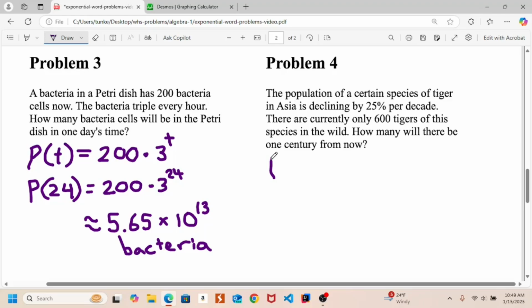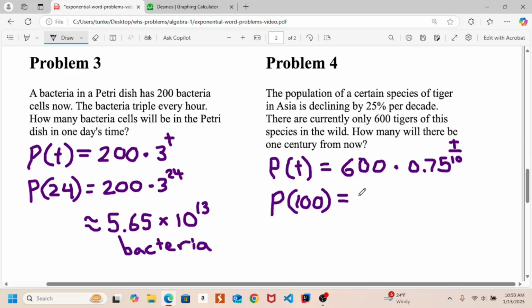So we're looking at, again, population as a function of time. It's going to equal the initial amount, 600, times, declining by 25% is 1 minus 0.25, so it's going to be multiplied by 0.75. And we'll have t in years, and we're going to divide that by 10. It's every 10 years that they decline 25%.